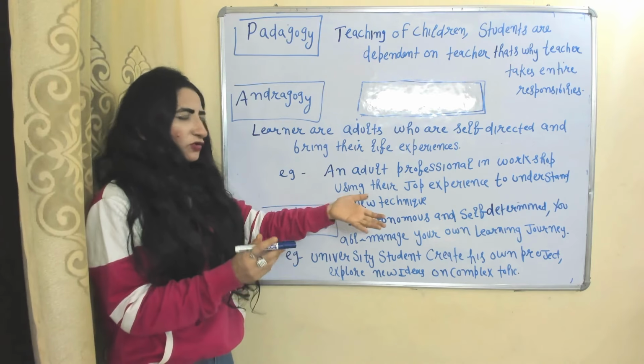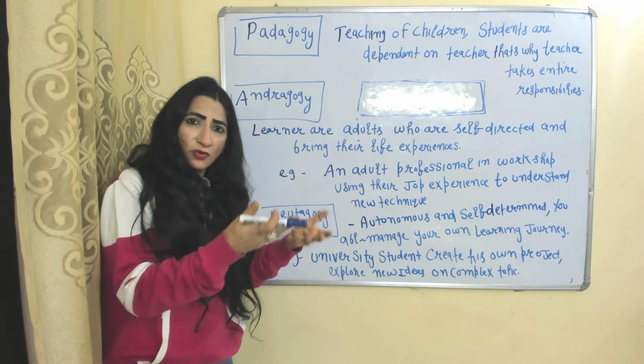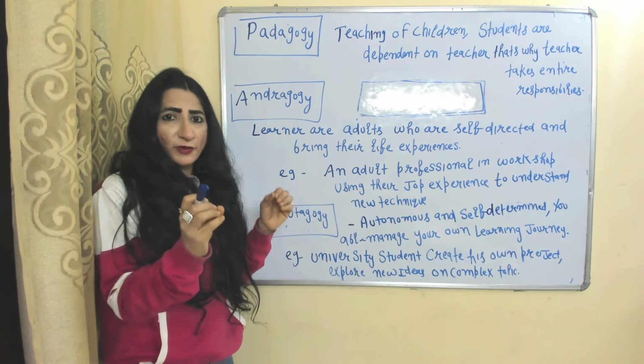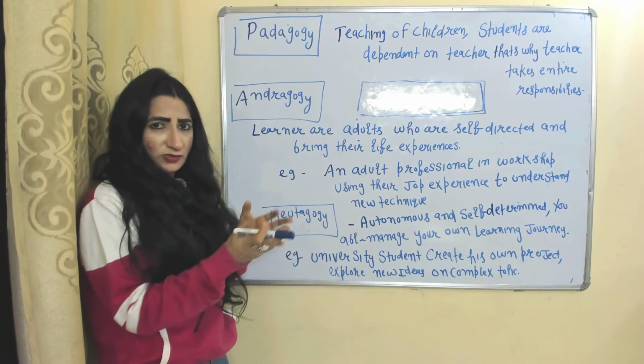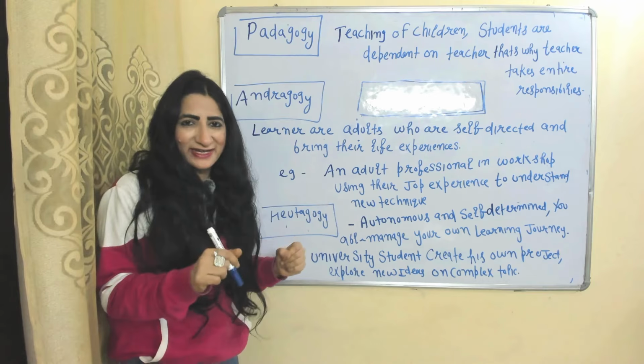Heutagogy, this is autonomous and self-determined. That means you are able to manage your own learning journey. For example, a university student creates his own project on a complex topic and explores new ideas.